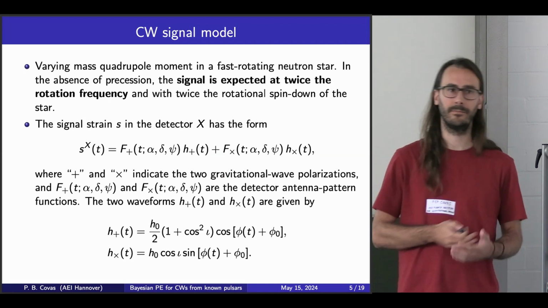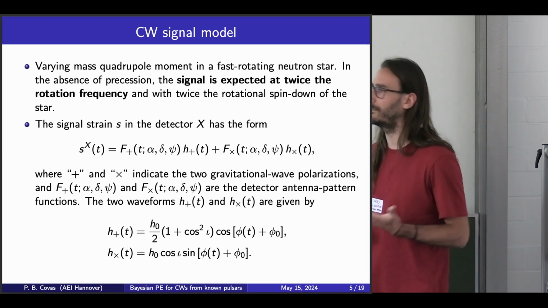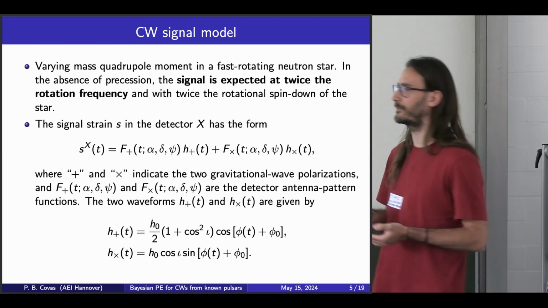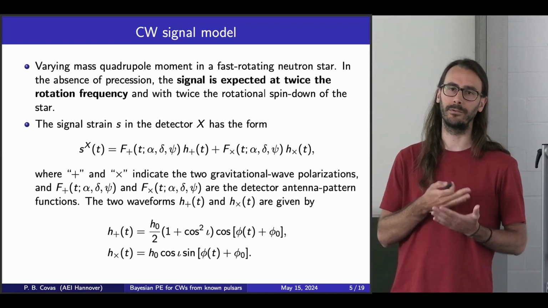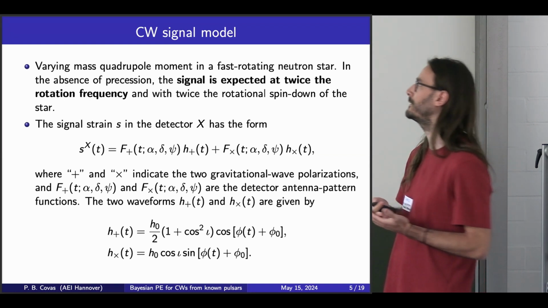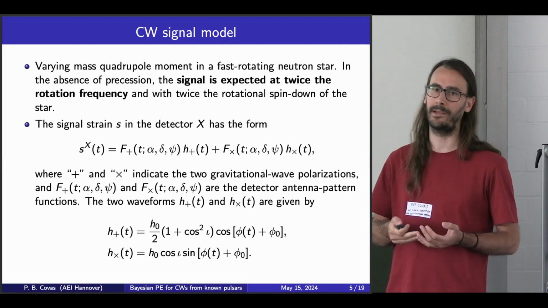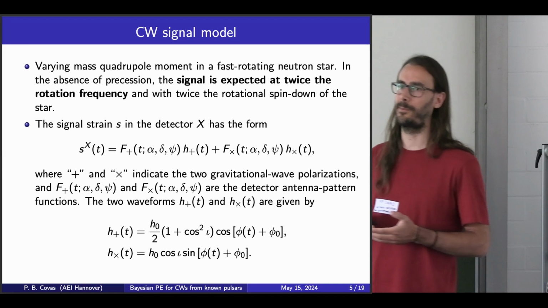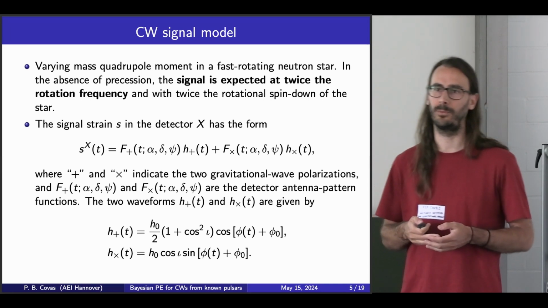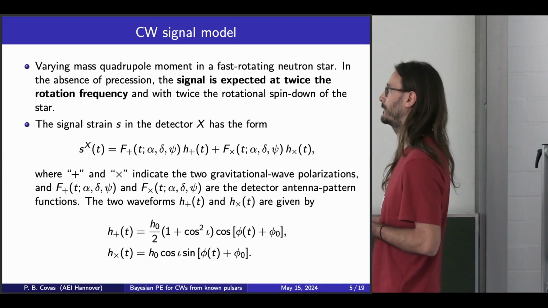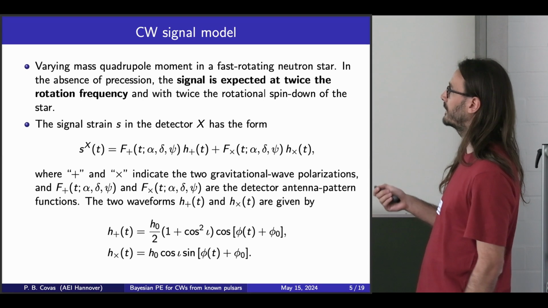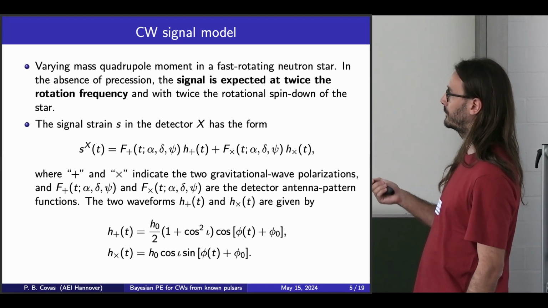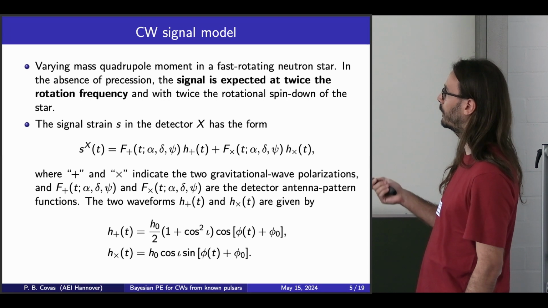Okay, some very brief details about the signal model, the signal that we assume and that we are searching for. As already explained before, we are looking for continuous gravitational waves from a fast spinning neutron star, which has a varying mass quadrupole. So in the absence of precession, we expect the continuous gravitational wave signal to be at twice the rotational frequency of the neutron star. The signal that we expect in the detector is given by this equation, where you have the two different polarizations of the gravitational wave.